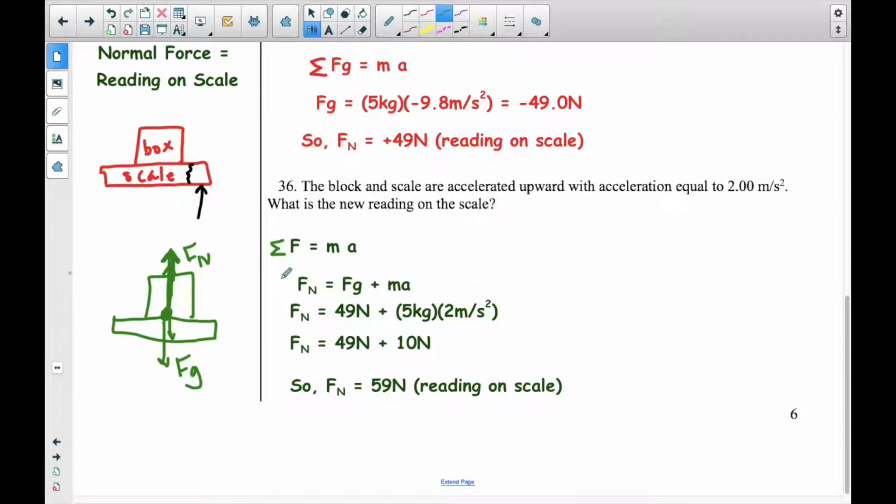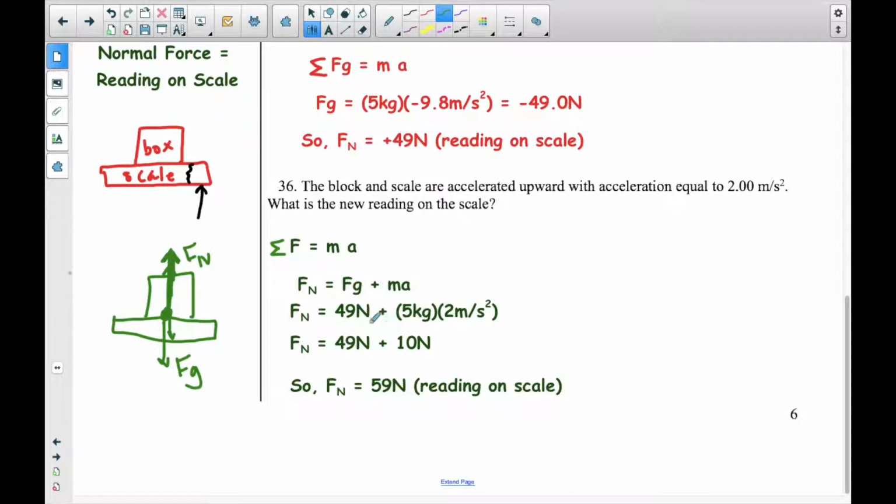Let's look at the calculations. Our normal force is going up, so I have it on one side of the equation. Our other ones are going down, so I have those on the other side of the equation. So our normal force is what we're trying to find, the reading on the scale. We know that this one is 49 newtons because we had found that before.